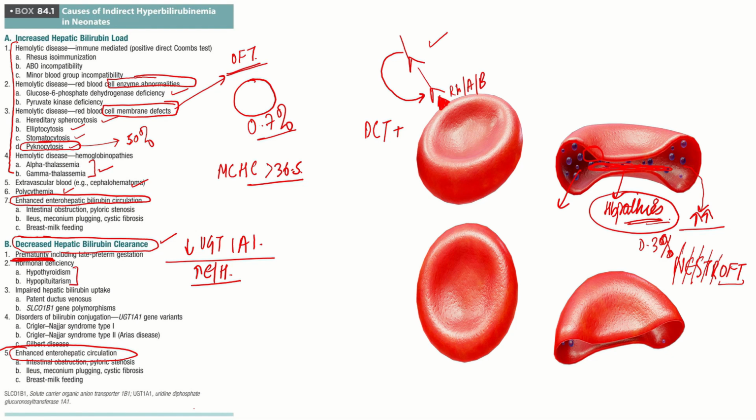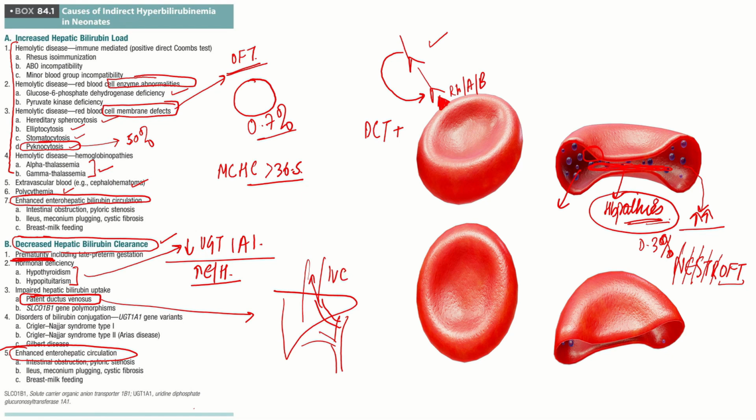Then hypothyroidism and hypopituitarism, a decreased level of thyroxine or growth hormone, all of that impairs the activity of UGT1A1. It can cause cholestasis, intestinal hypomotility, and delayed passage of meconium, again decreasing the clearance of bilirubin. After this, we have patent ductus venosus. In a patent ductus venosus, the portal blood bypasses the hepatic circulation and enters the systemic vena cava or IVC, and therefore bilirubin is not metabolized within the liver. A portosystemic shunt is created because of the patent ductus venosus.